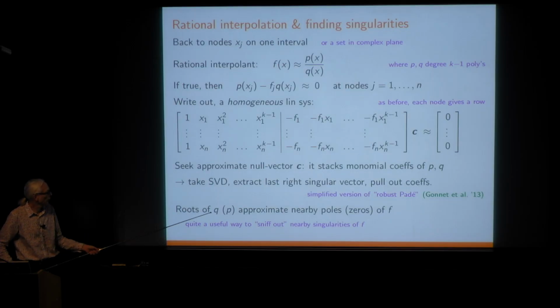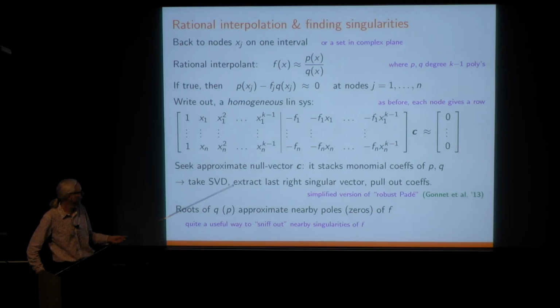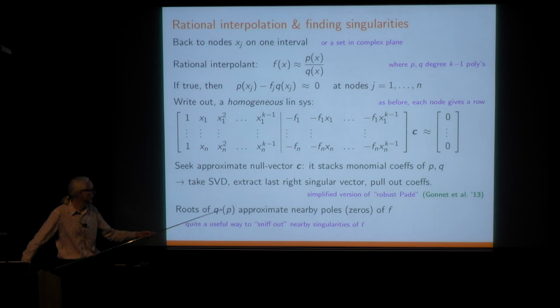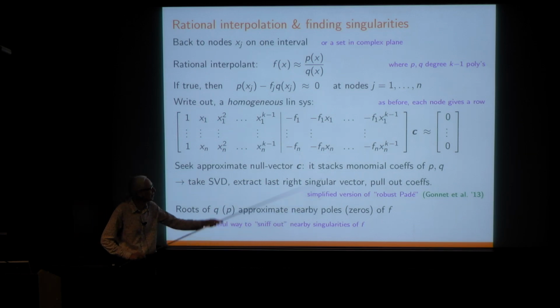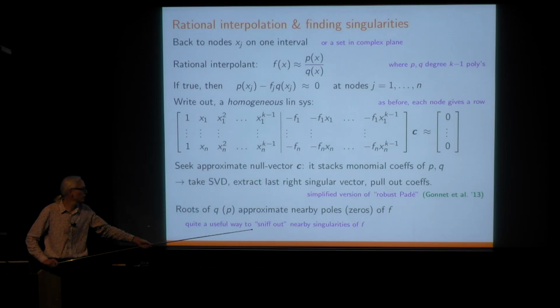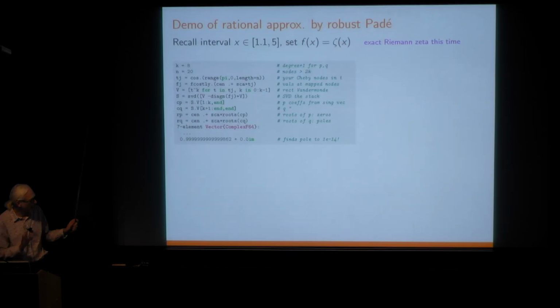Okay, and then you can look at p and q and interpret them. This is an interpretable model, if you like, in the language of yesterday. You can say the zeros of q tell you where the poles of f are. That's the important thing. So it's quite a useful way to sniff out nearby singularities in a function, just given a set of values. Yeah, it's very cute. Now, there's fancier ways to do this, but anyway.